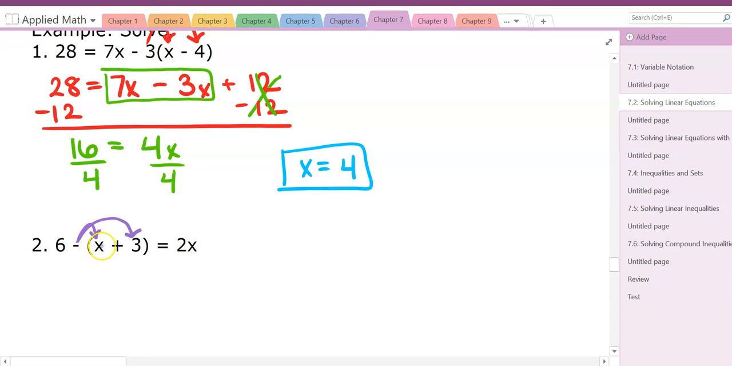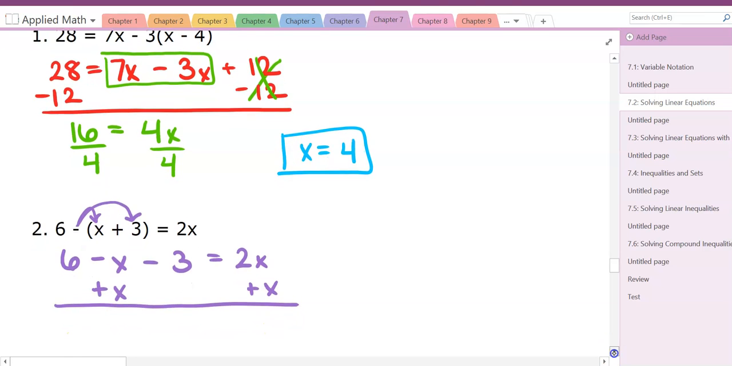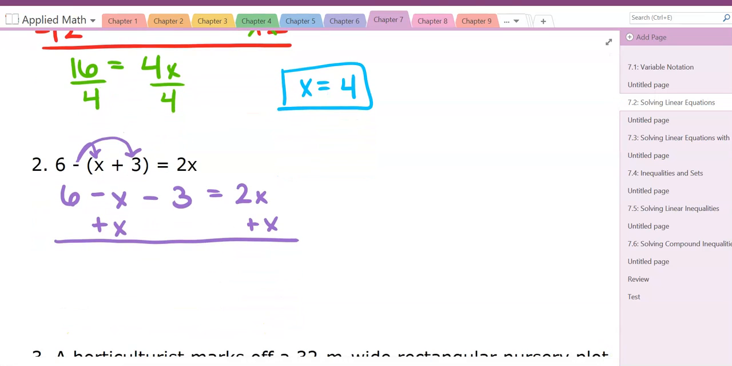So when you distribute that negative in there, it says 6 minus x minus 3. So there's a negative 1 being distributed to the parentheses. So what I'm going to do is add my x over to the 2x. This is a little bit backwards because normally we like the letter to be on the left side, but this will still work. Now I'm going to combine my 6 minus 3 and get a 3 here. 2x plus x is going to be 3x. So the last thing is to divide by 3 and we get x equals 1.